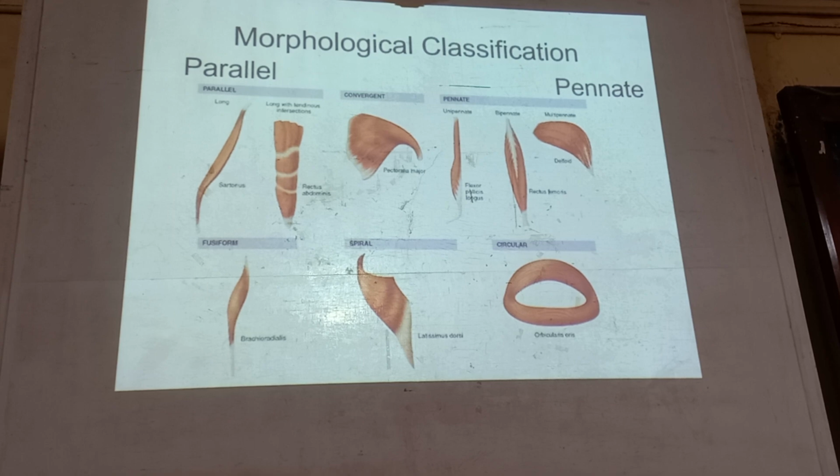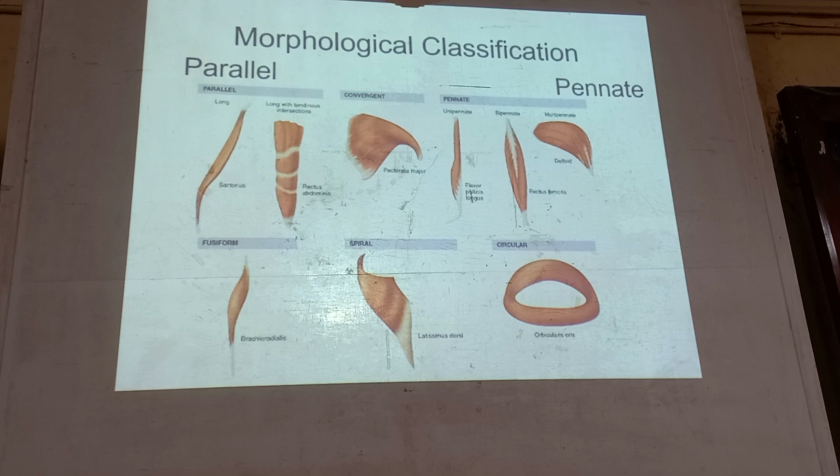Fusiform muscle, the lower one on the left-hand side. In fusiform, adjacent fasciculi are again nearly parallel to each other, although it's tapering at both ends, making the muscle a spindle shape. Yet another muscle, lower second, the spiral muscle. In spiral muscles also, adjacent fasciculi are nearly parallel to each other. That is also coming under parallel musculature.